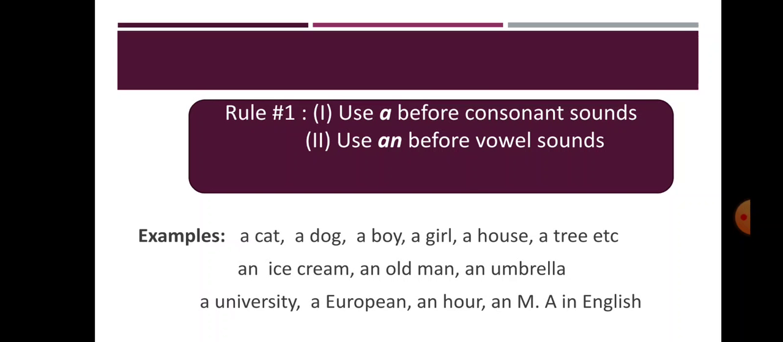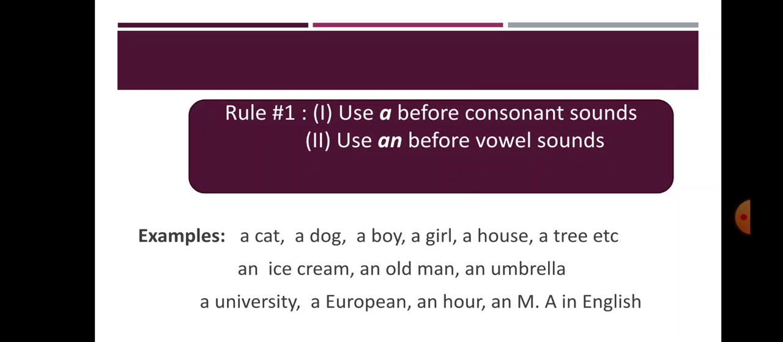So in all of these words you see that they start with a consonant sound. So we say a cat, a dog, a boy, a girl, a house, a tree, etc. In the next set of words you see that they all start with a vowel sound. So we say an apple, an engineer, an ice cream, an old man, an umbrella. Now let us have a look at some more examples.